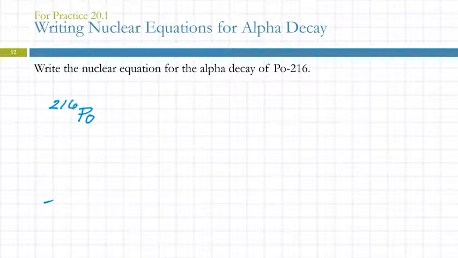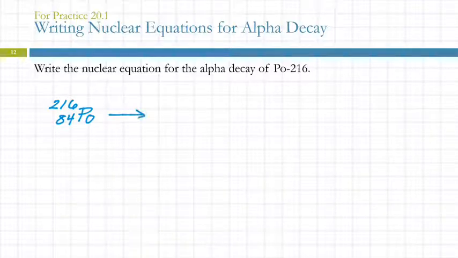216 is the mass number for polonium. To find the atomic number, we look on the periodic table. I'll pull one up here. Polonium, where'd you go? There you are. Number 84, right after bismuth. So we look up the atomic number, 84.